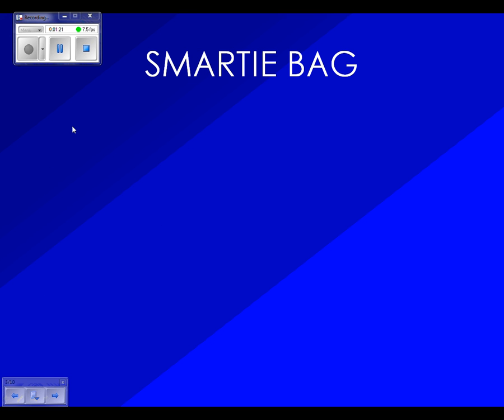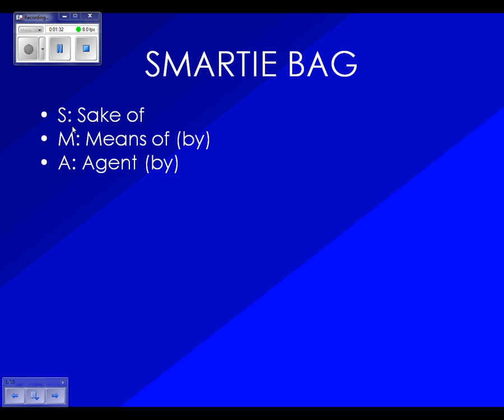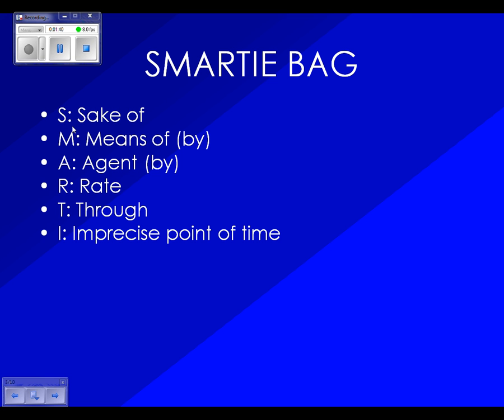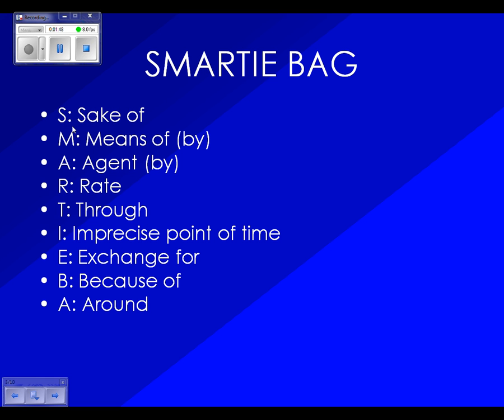An easier way to remember the uses of por is by remembering SMARTIE BAG. S: sake of. M: means of. A: agent. R: rate. T: through. I: imprecise point of time. E: exchange for. B: because of. A: around. And G: to go get.